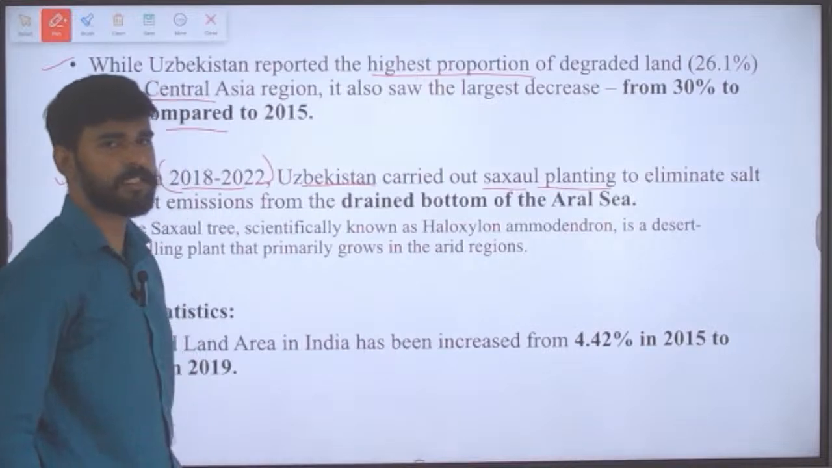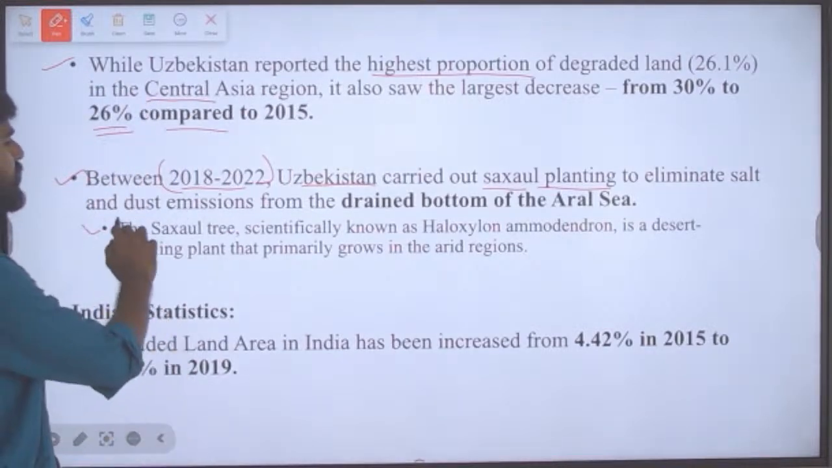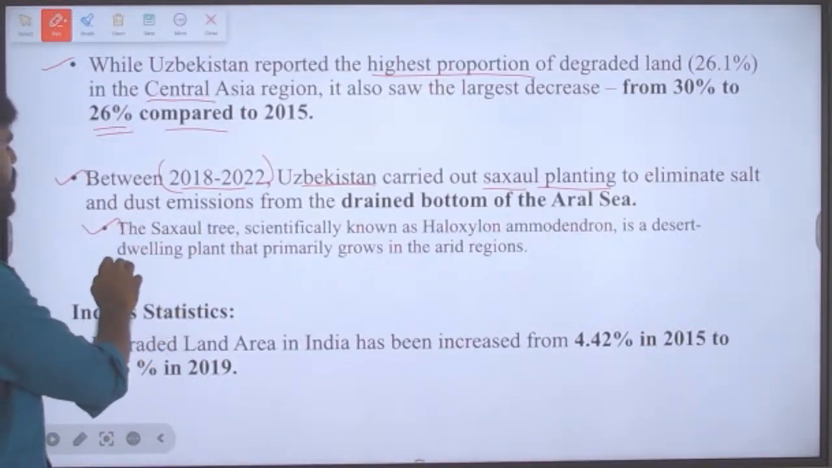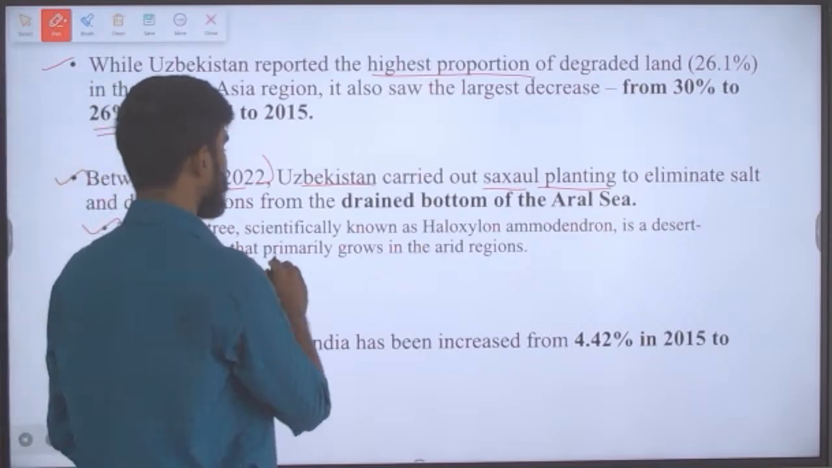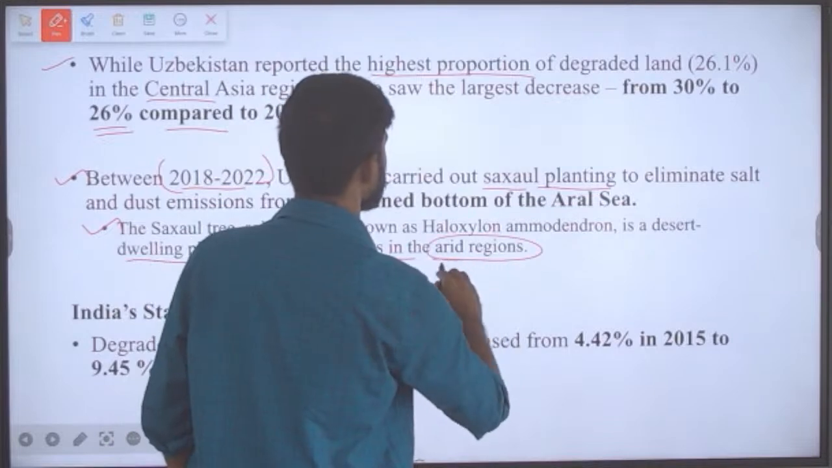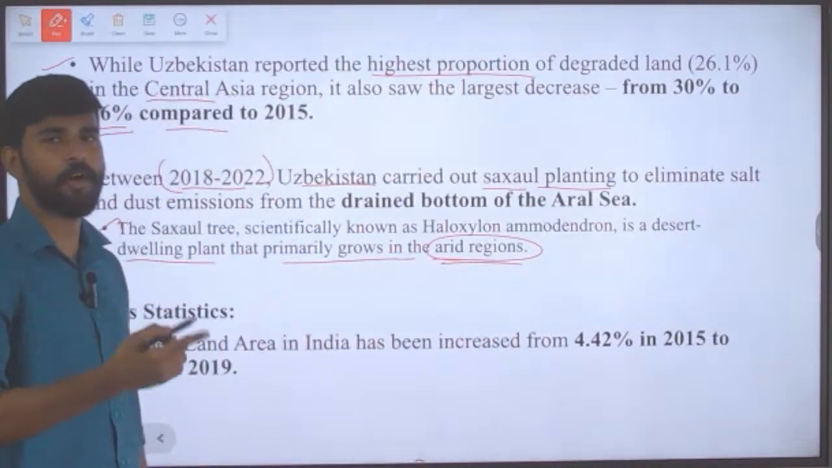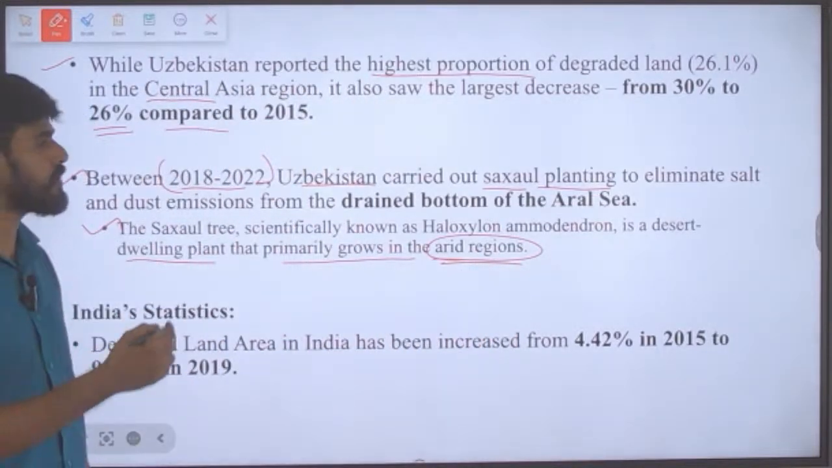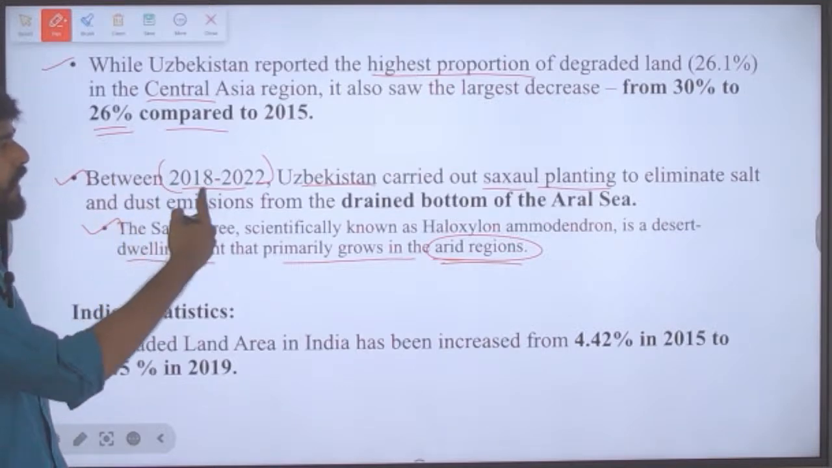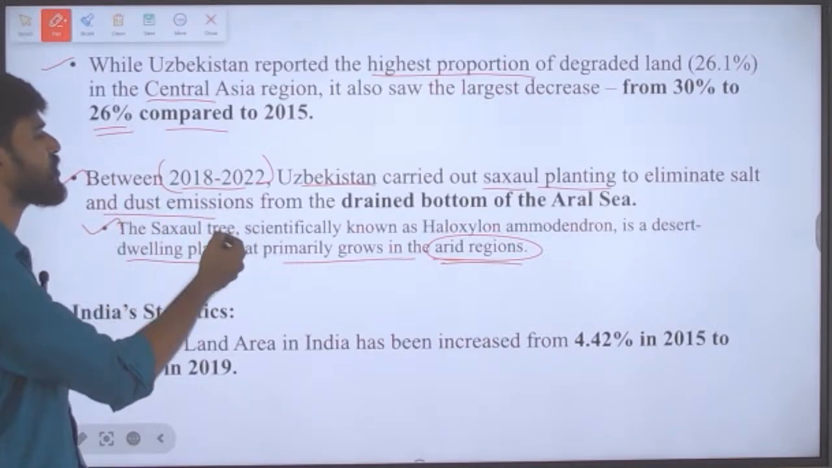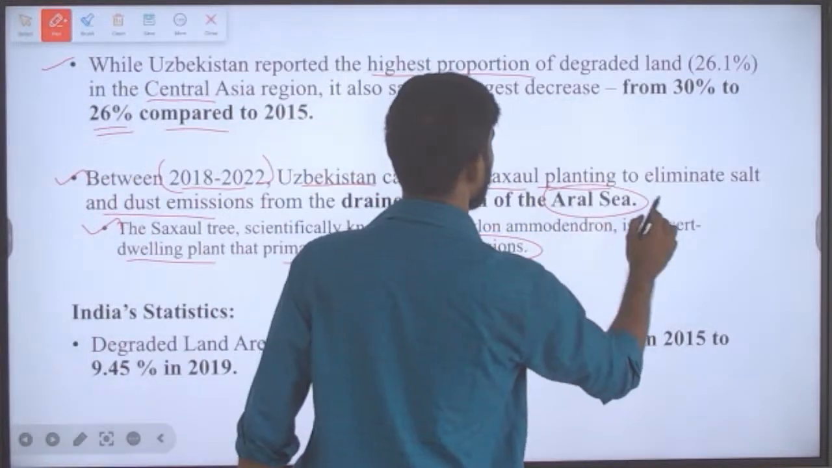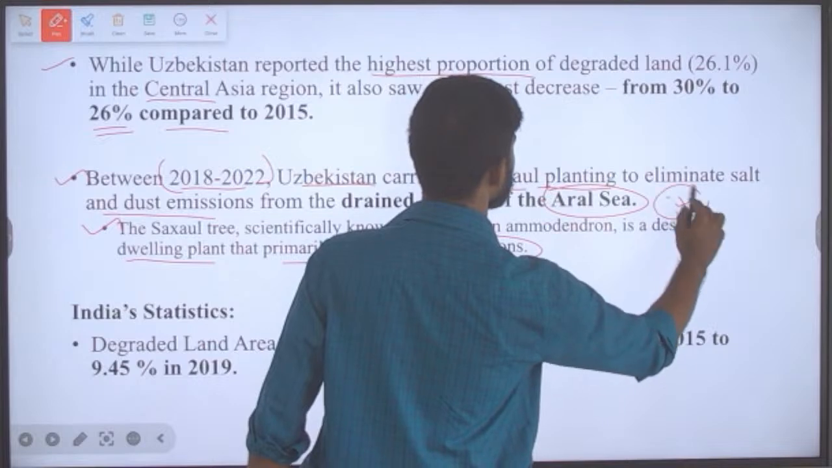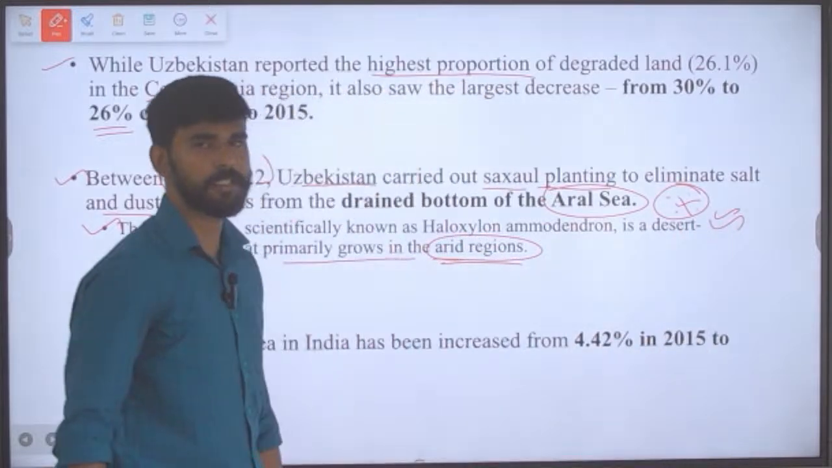Okay, and between these 2 years, that is 2018 and 2022, Uzbekistan carried out saxaul planting. What is this saxaul planting? This is a tree which is dwelling in desert area that primarily grows in arid regions. So they are adopting an alternate method of planting, that is saxaul planting, and this is done to eliminate the salt and dust emissions from the drained bottom of the Aral Sea. This is important. One important geography question can be asked from this area.